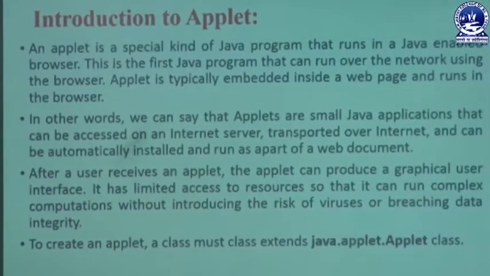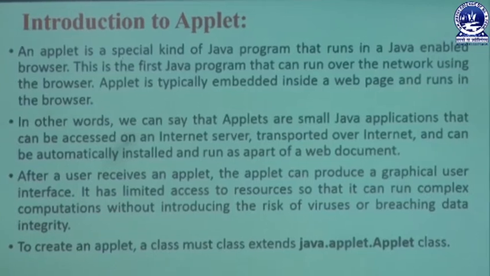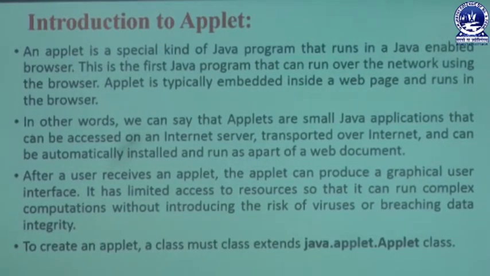In other words, we can say that applets are small Java applications that can be accessed on an internet server, then transported over the internet and can be automatically installed and run as part of a web document. Whenever a user wants to design applet coding, that applet coding is one small programming concept. A normal program needs lots of statements to design this type of code, but in the applet concept it is not required to write multiple lines to develop a specific type of applet code. So it is known as a small programming concept.